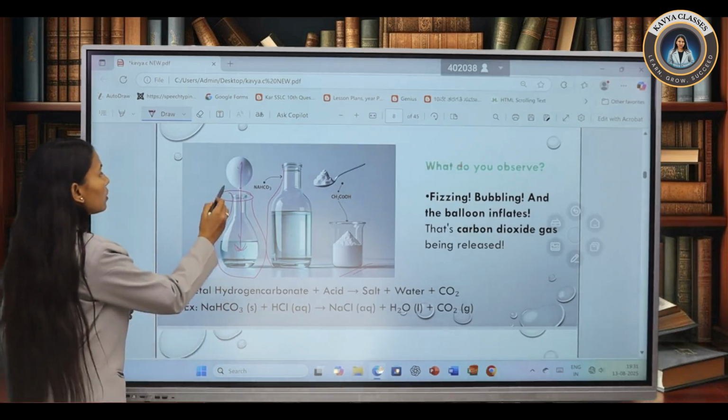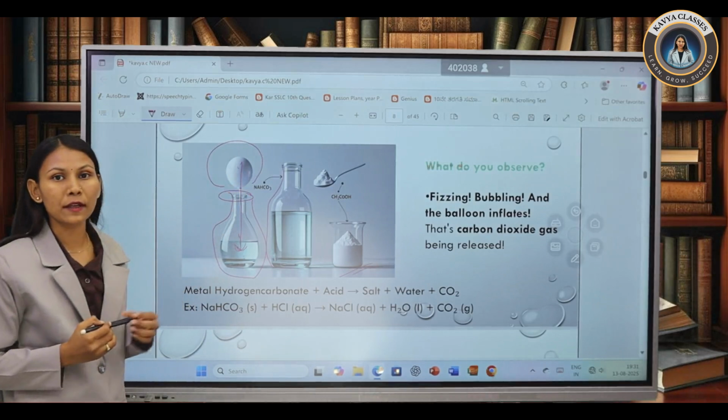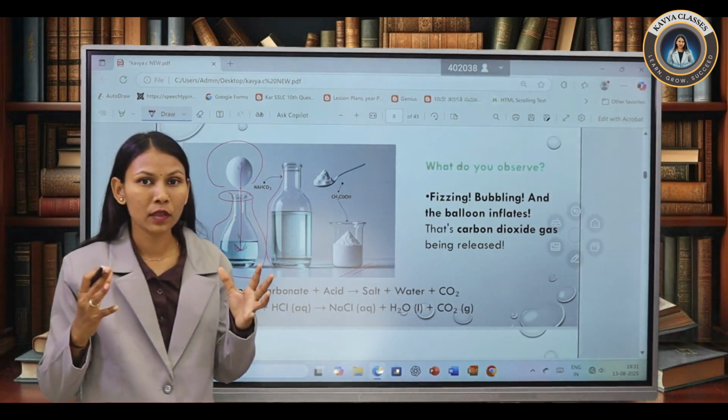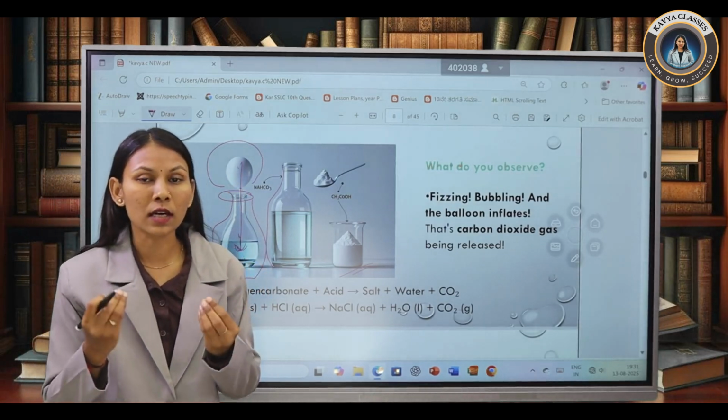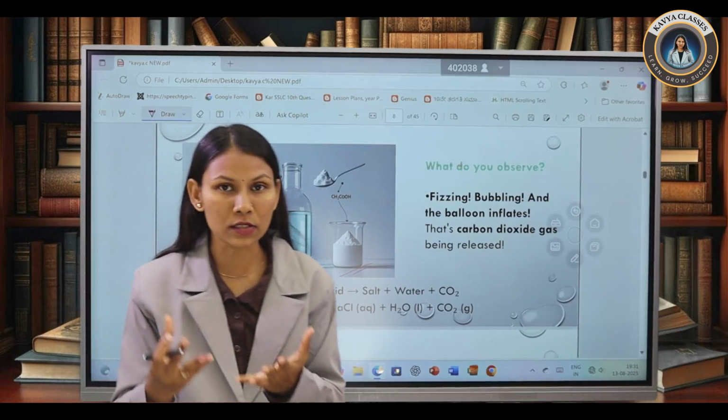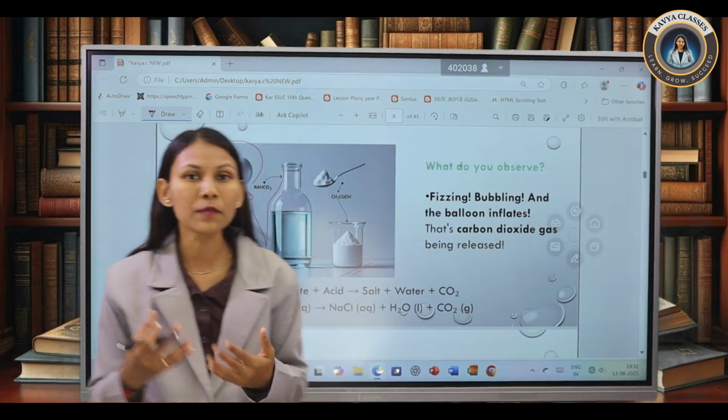As you can see here, this balloon is inflating, meaning it is becoming bigger. Why is it happening? Because the carbon dioxide gas is being released.